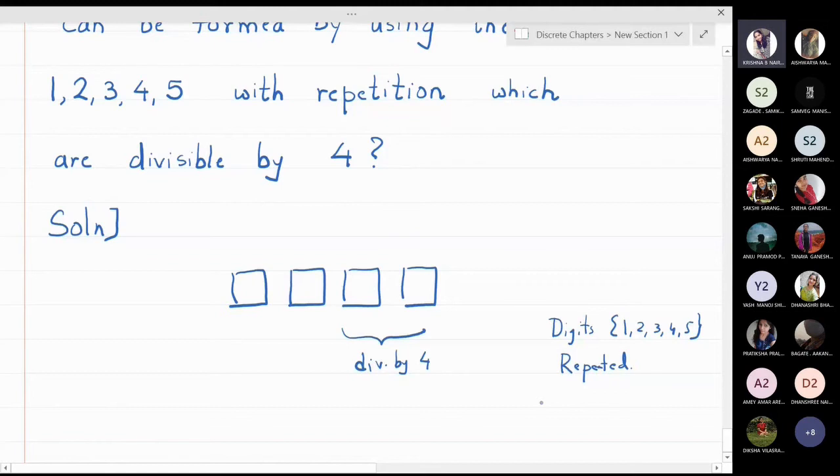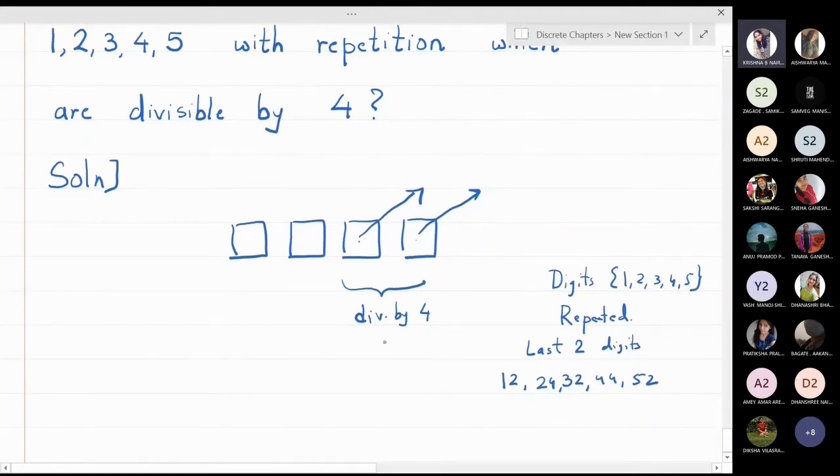So if you find the last 2 numbers which are divisible by 4, the entire number will become divisible by 4. So what are the options for the last 2 digits? The last 2 digits can be either 12, 24, 32, 44, or 52. So all these numbers are divisible by 4. So the choice for the last two digits that we have is five choices. It can be any one amongst these five numbers. So last two digits have five choices.